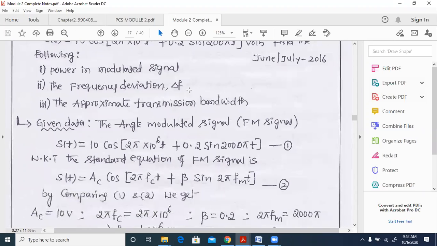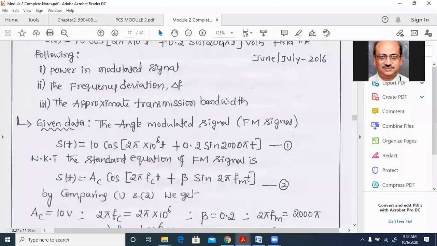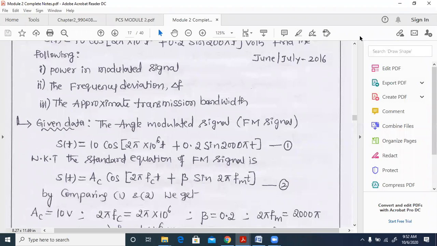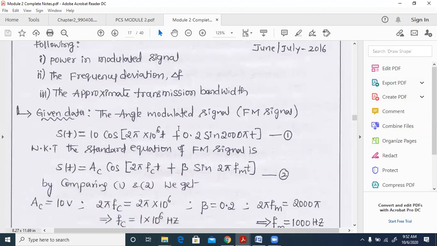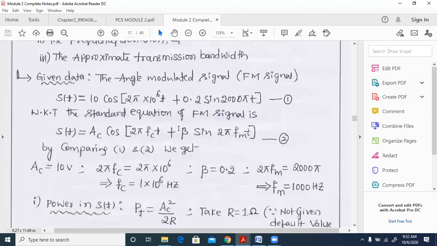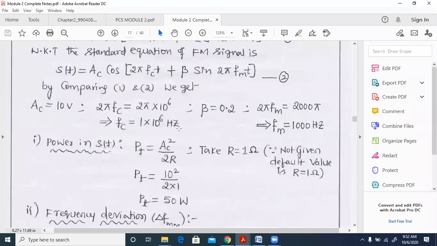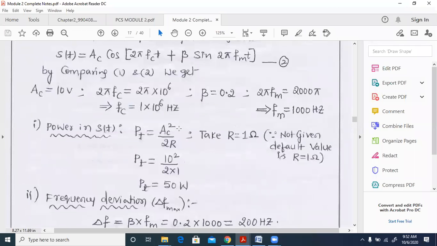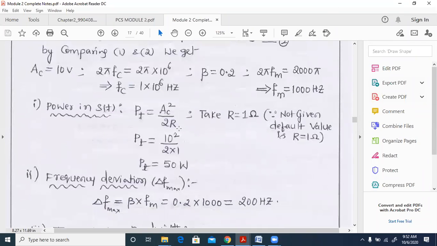So what do you want? Power. Power is AC squared by 2R. R is not given there, so we assume R, and that will give us the value AC squared by 2 into whatever R is considered. If it's not given, we assume 1 ohm, and therefore we will get just AC squared by 2. That is 50 watts.